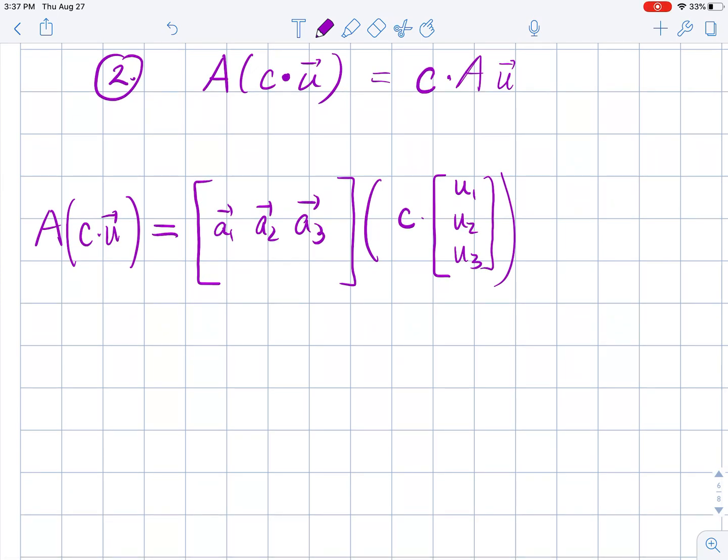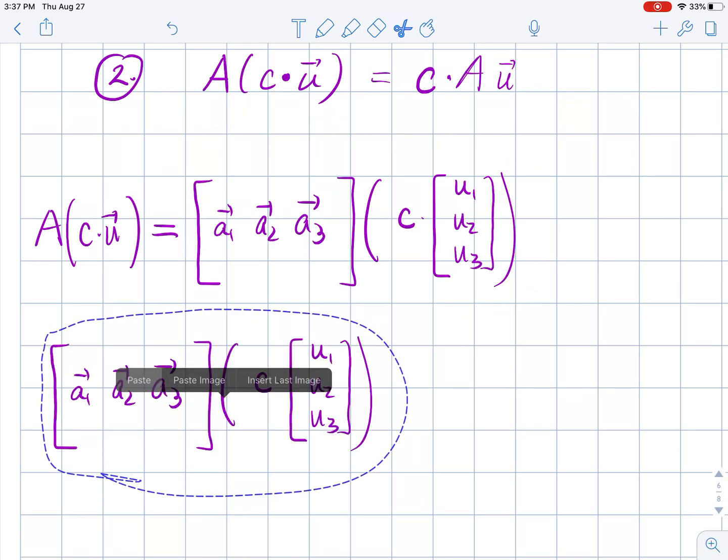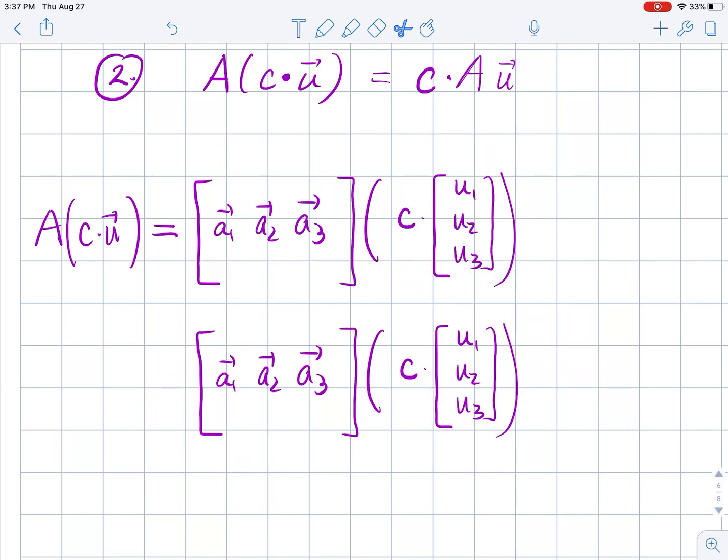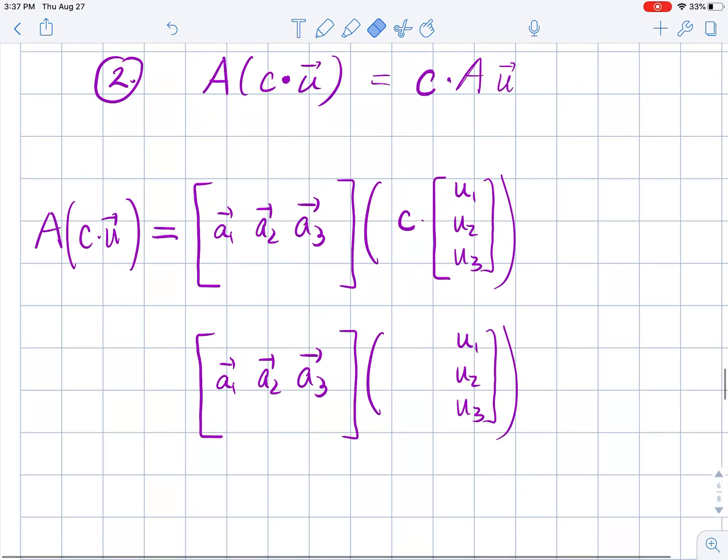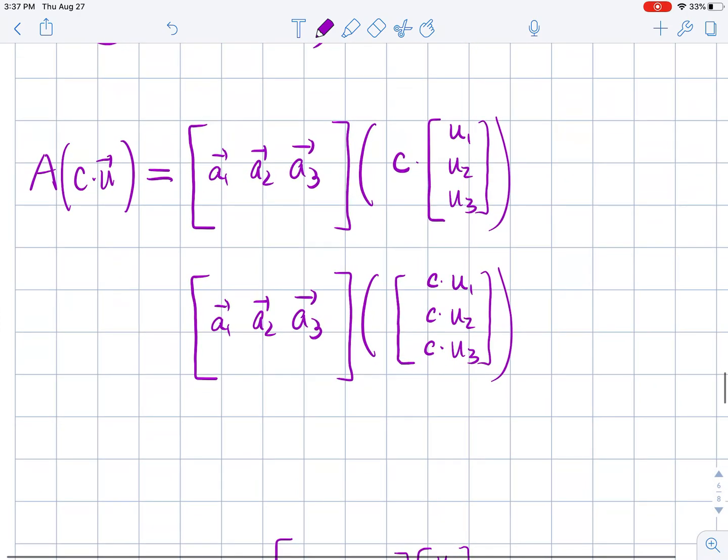But for the moment, we can just do the same sort of calculation as before. Let's calculate the left-hand side. Again, we're doing it for a 3 by 3 matrix, and I'm going to simplify this inside. If I have C times a vector, that's just going to be C times U1, C times U2, C times U3. And when I simplify that product, it's just going to be a combination of these three vectors.